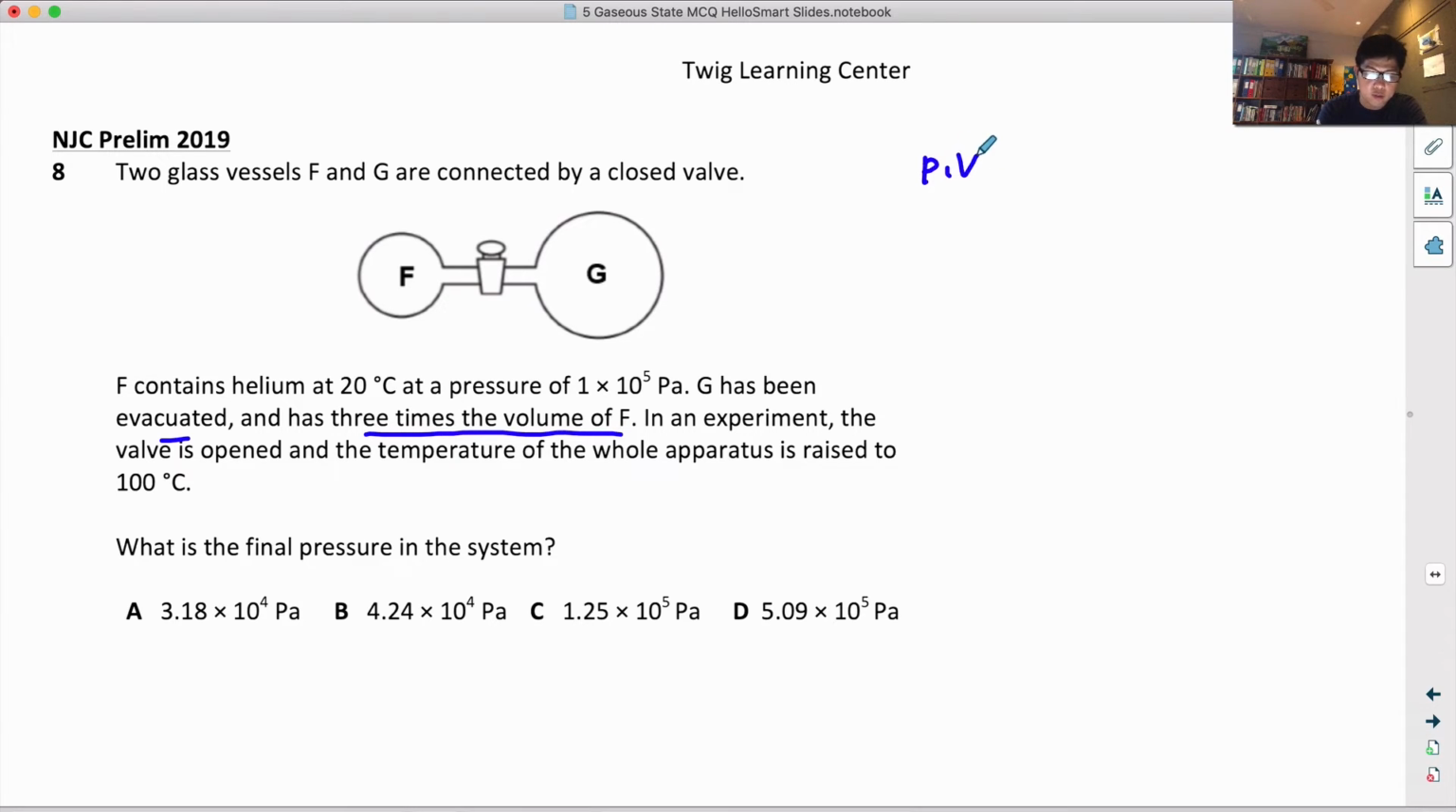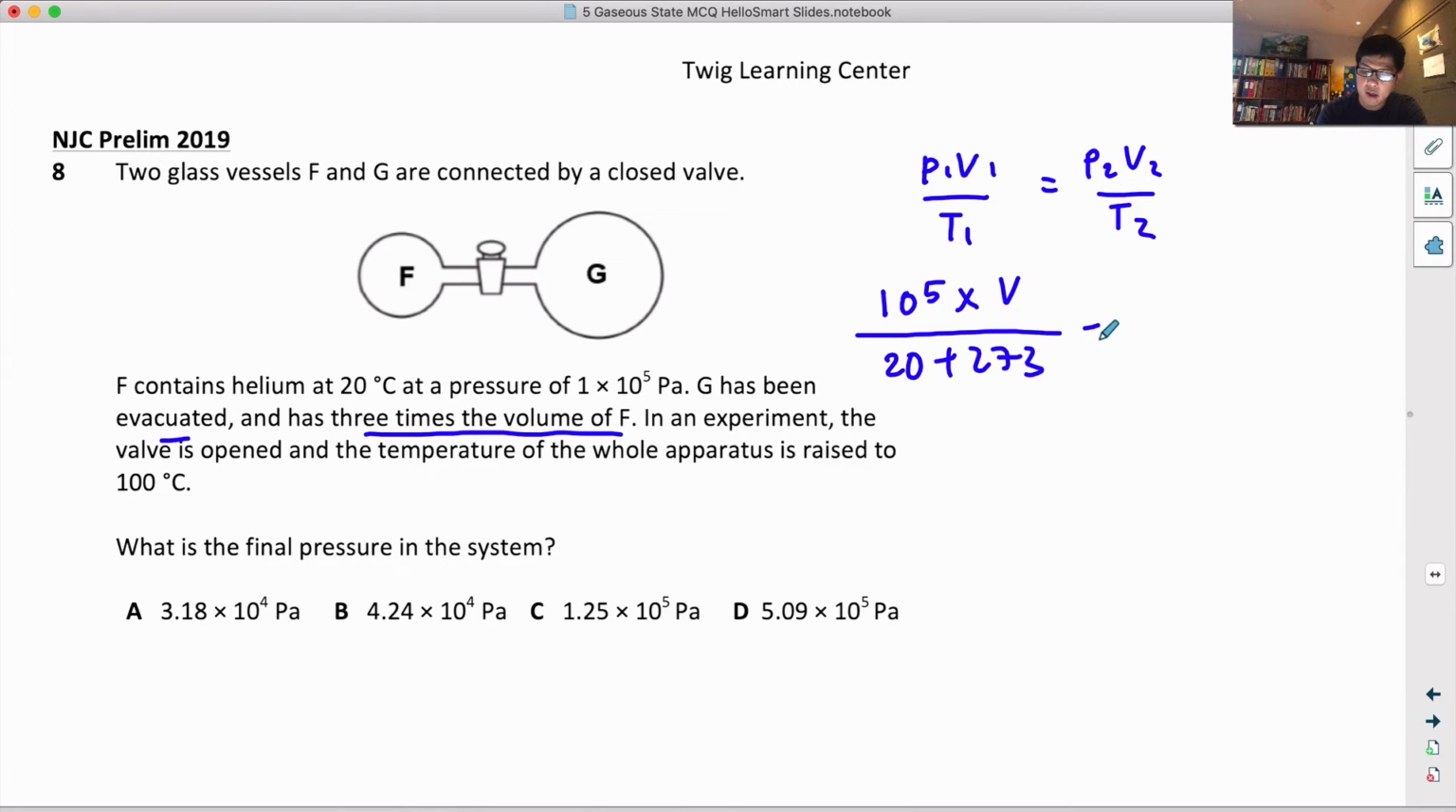P1 V1 over T1 equals P2 V2 over T2, because these are the conditions that changed. The initial pressure of helium is 10 to the power 5. The volume, I let it be V first, and the initial temperature is 20 plus 273. The final pressure of helium is what we're supposed to find. If this is V and this is 3V, the total volume is actually 4V.